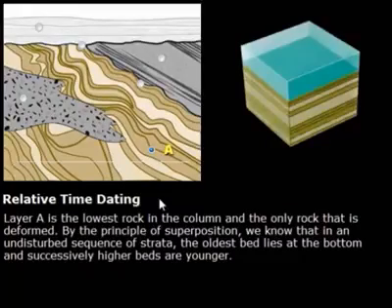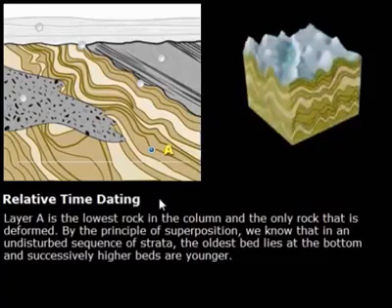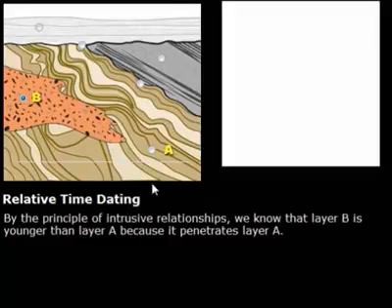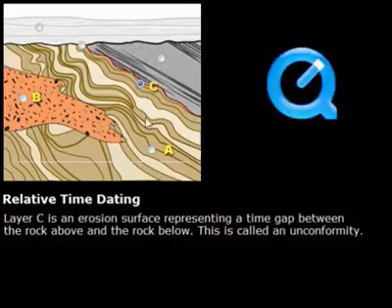So we see that layer A is the lowest rock in the column, and it's the only rock that is deformed. By the principle of superposition, we know that in an undisturbed sequence of strata, which is rock layers, the oldest bed lays at the bottom. By the principle of intrusion, we know that layer B is younger than layer A because it penetrates layer A. So it's going right through layer A, cutting right through.